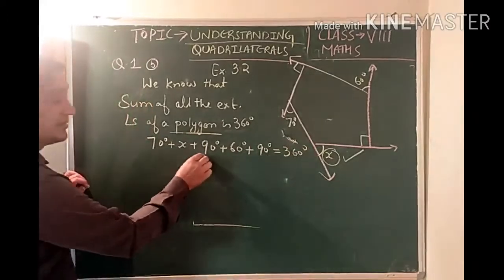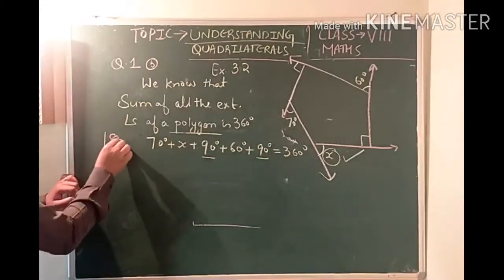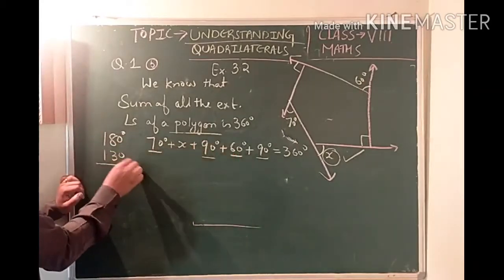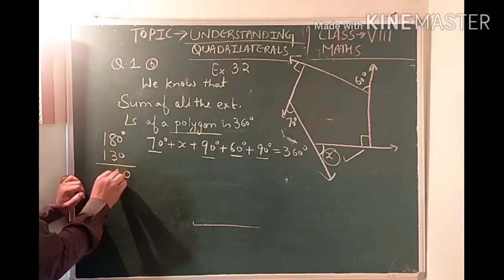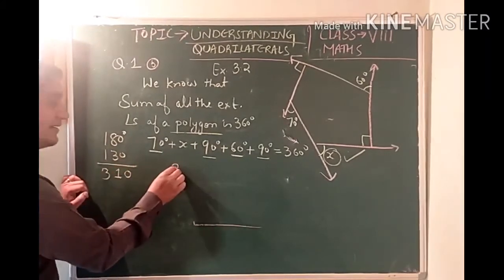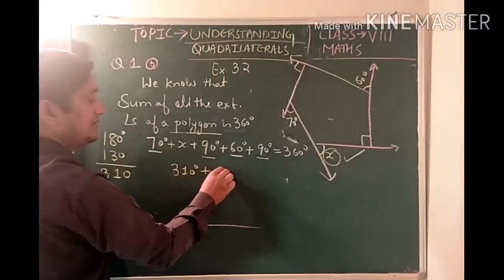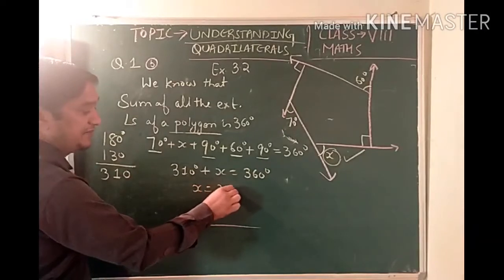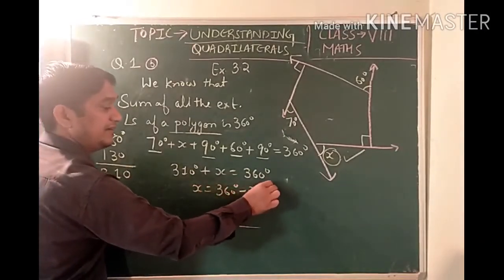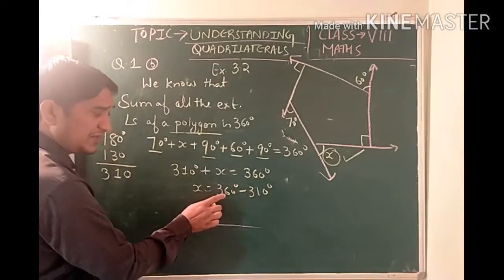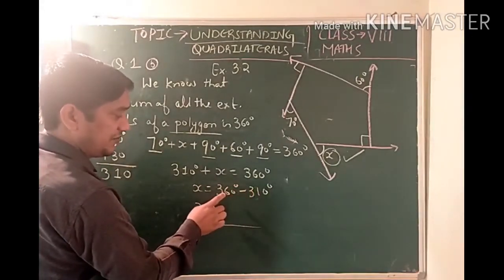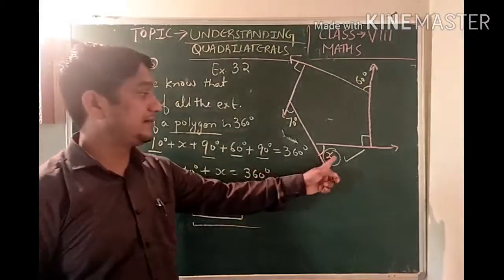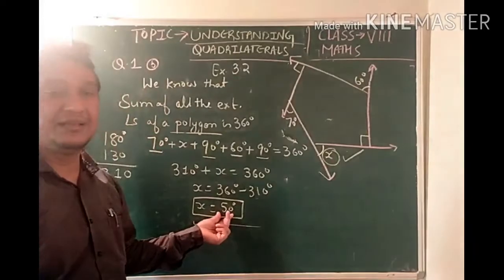Now children, add this 90 and 90, it becomes 180, and this 70 and this 60, it becomes 130. Now it's 310 degrees plus x is equal to 360 degrees, and the value of x is equal to 360 minus 310 degrees. If we subtract 310 from 360, we get 50 degrees. So the value of this exterior angle x is 50 degrees.